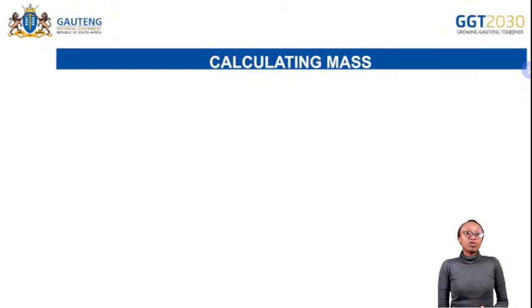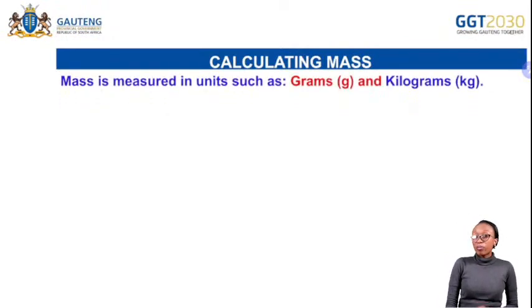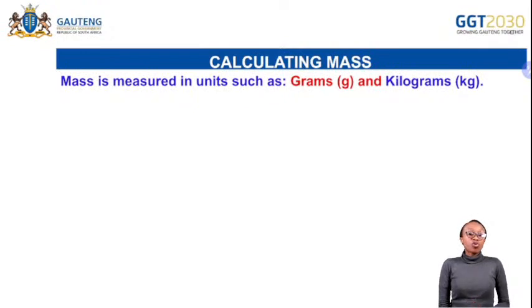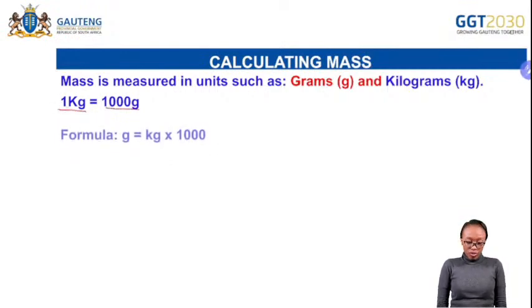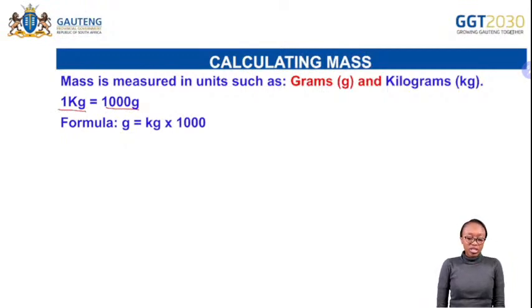And then how do we calculate mass? Now we know that we use a scale to measure mass, but how do we calculate it? Mass, remember, is measured in grams or kilograms. One kilogram is equal to 1,000 grams. The formula for converting kilograms to grams is we multiply the kilograms by 1,000. Both units are interchangeable, and we have different formulas that we use to change them.